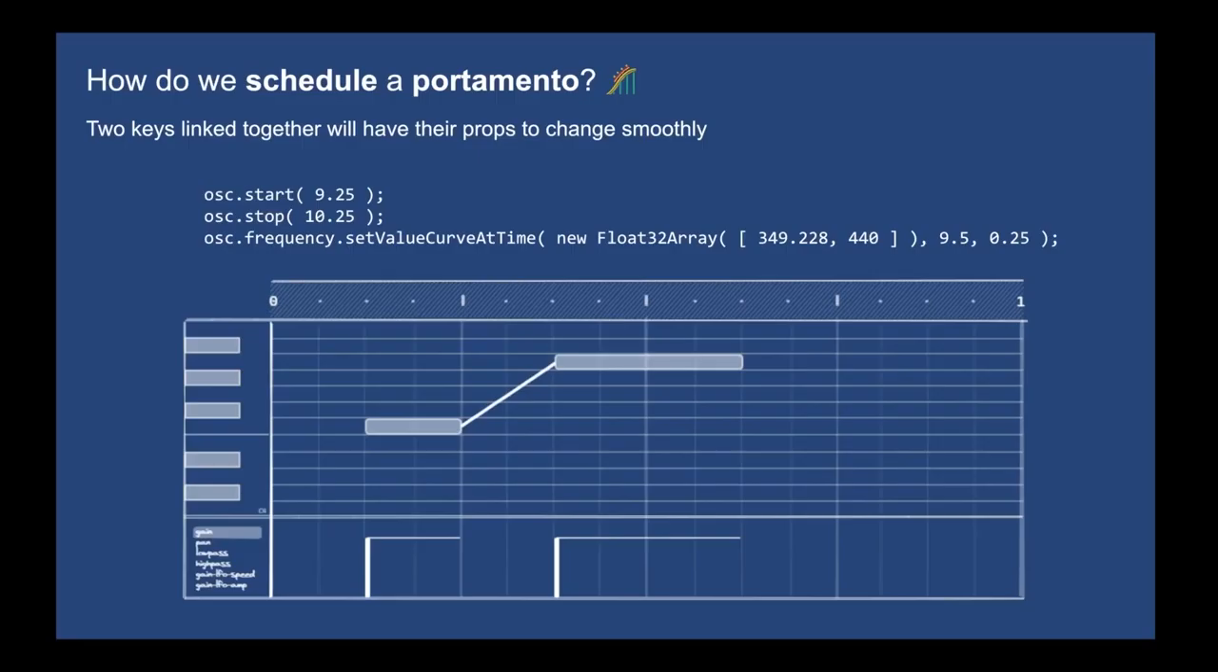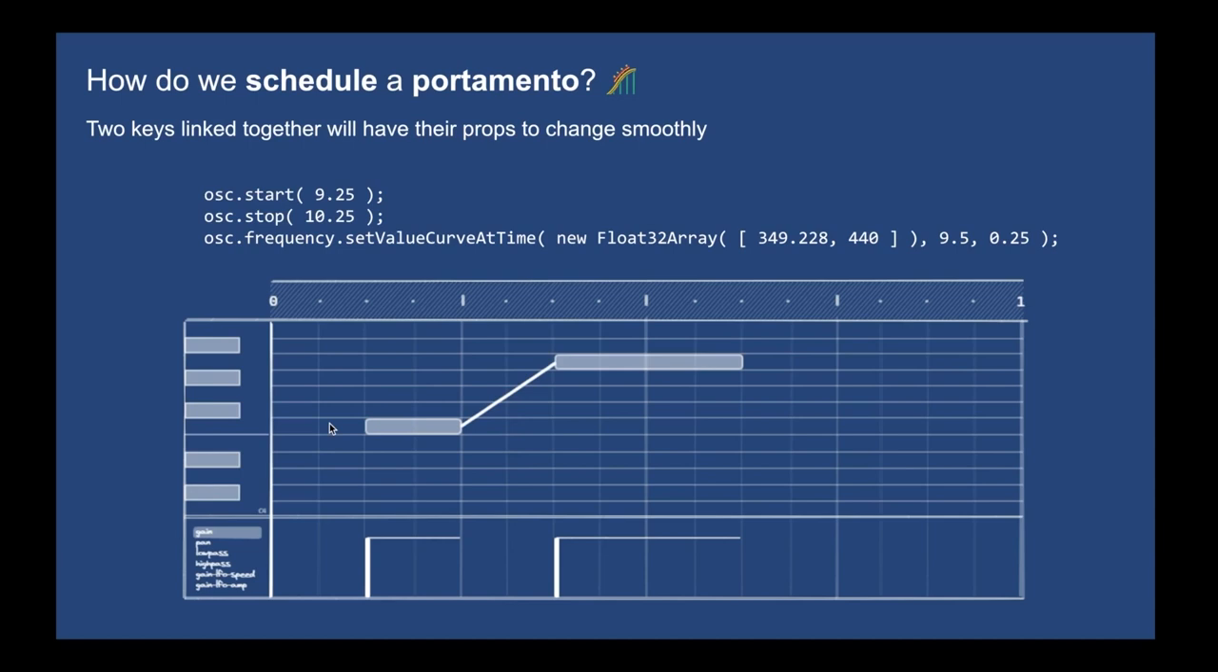Okay. Back to our example, let's see how to schedule a portamento. Here, we have two keys. As we already said, usually, each key has its own oscillator node. But when we schedule a portamento, we will remove all the oscillator nodes and only keep the first oscillator node. No matter how many keys are linked, we just keep the first oscillator node. Then we have to schedule it.